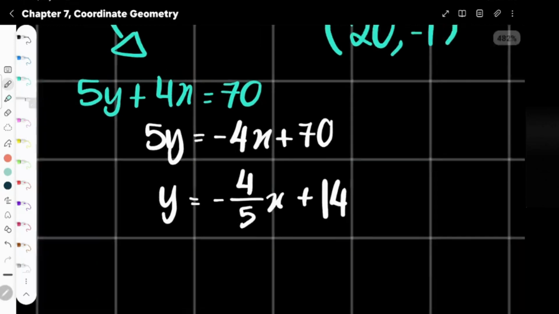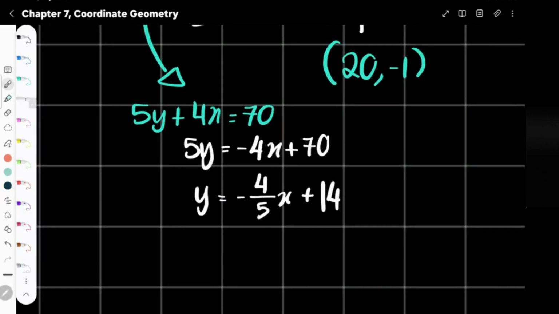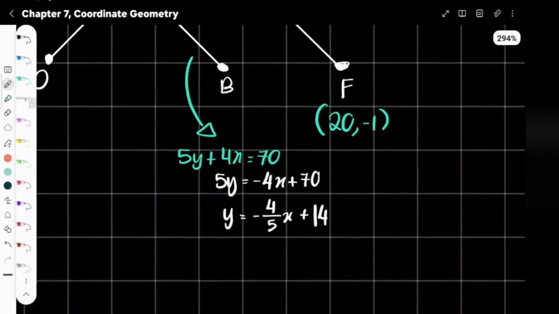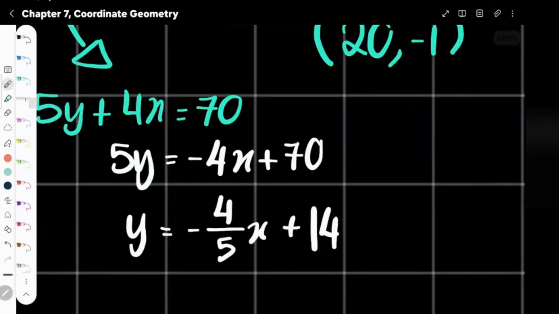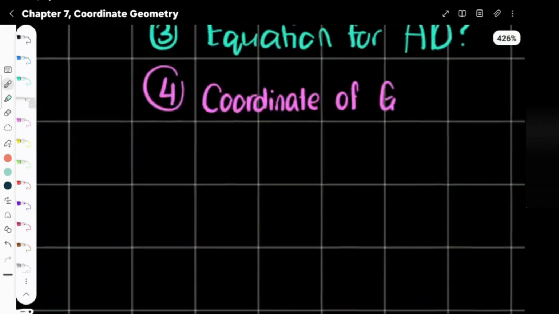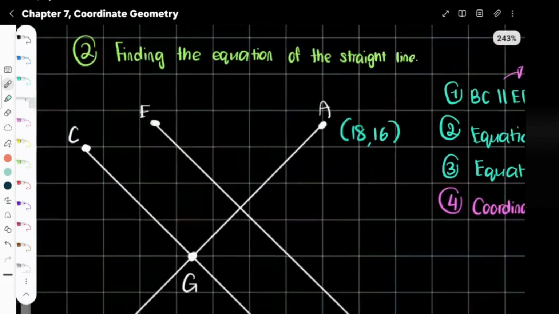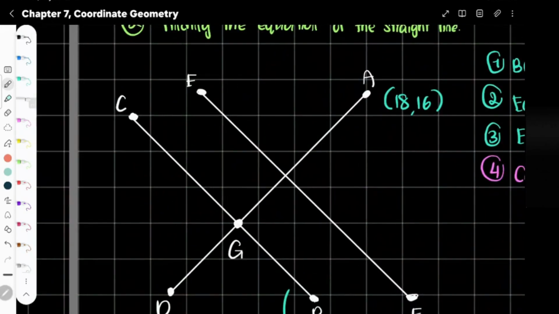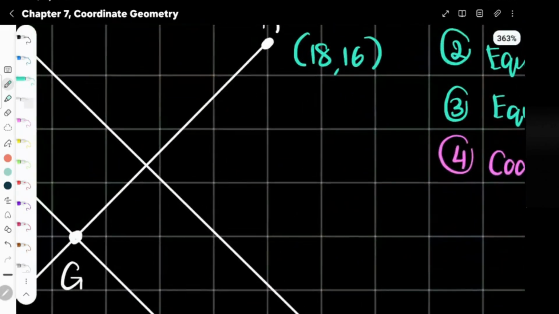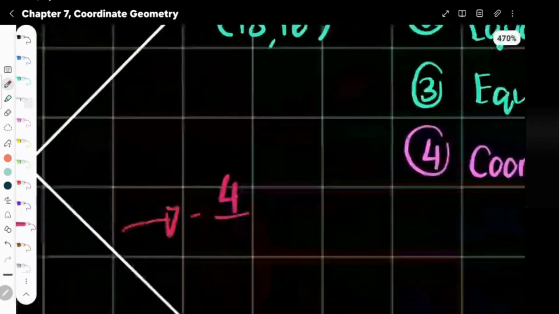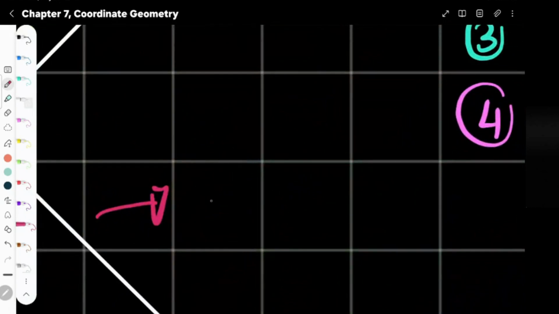Nice. So now we know the gradient of this line here, right? So CB. The gradient is what? -4/5, right? So the gradient should be that. Now, why is the gradient important? Remember, they give you information, right? So BC is parallel to EF. So EF is here, right? So if it's parallel, the gradient will be the same. So you already know the gradient for this one here will be -4/5 for the m. So m becomes -4/5. Now very simple, right?